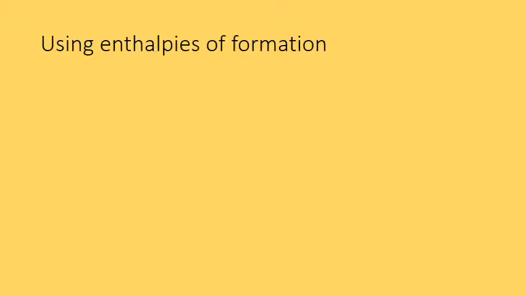So what we're going to do now is have a look at an example, and the example is going to be finding the enthalpy change for a reaction using enthalpy change of formation information. So let's write that like this. So we're going to use enthalpies of formation. So that's the data that we're going to refer to, and we're going to use that data to calculate an enthalpy of a particular reaction.